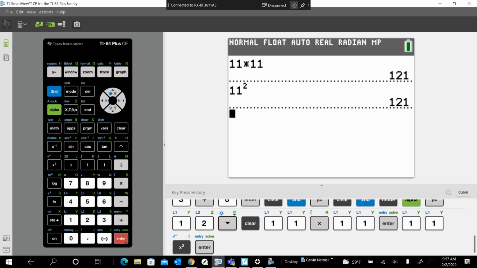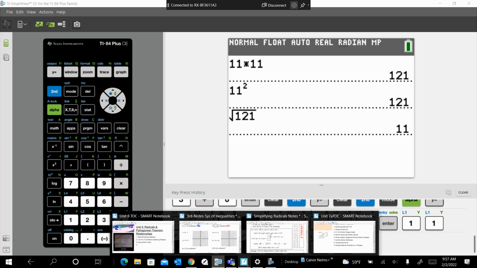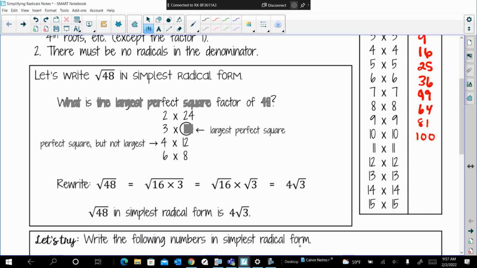Okay. What I'm expecting you is to know if it's a perfect square. Now you can use your calculator to check. Like I can do second and x squared to get the radical and put 121. If it comes out to a whole number, then it is a perfect square. If it's a decimal, then it's not a perfect square. Okay. So we should have 121 here. What's 12 squared, or 12 times 12? Yeah, 144. 13 squared. 14 squared.